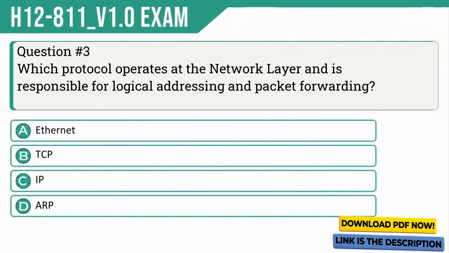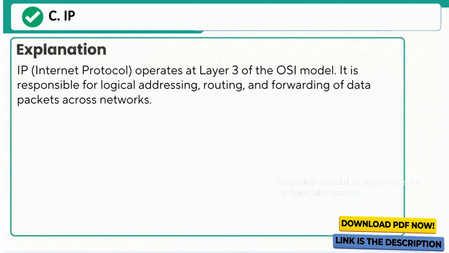Question number 3. Which protocol operates at the network layer and is responsible for logical addressing and packet forwarding? A. Ethernet. B. TCP. C. IP. D. ARP. Correct answer: C. IP. Explanation: IP, Internet Protocol, operates at Layer 3 of the OSI model. It is responsible for logical addressing, routing, and forwarding of data packets across networks.